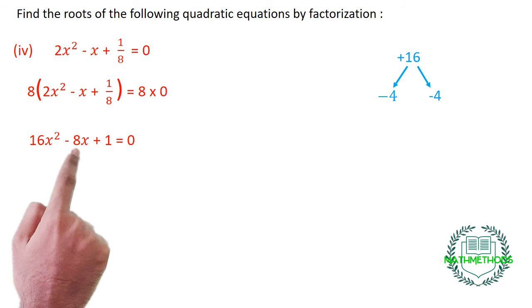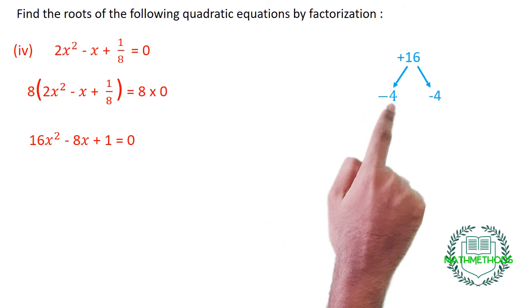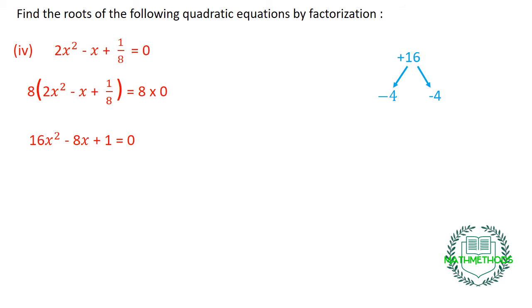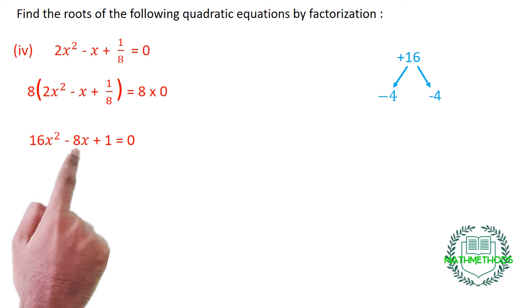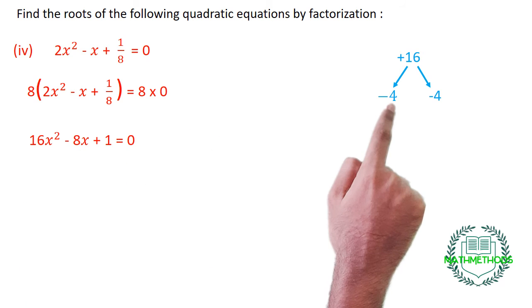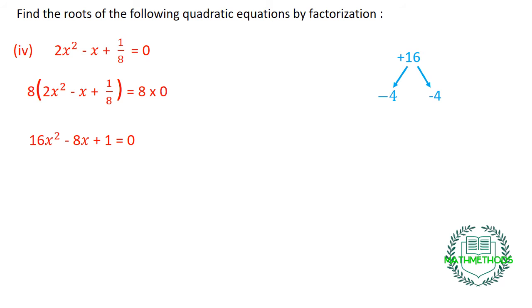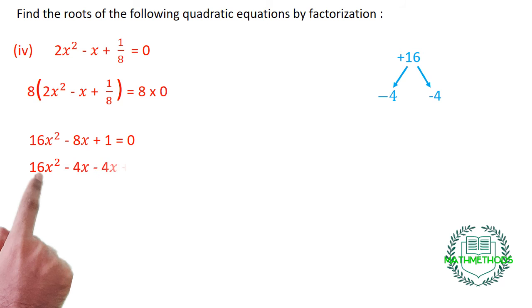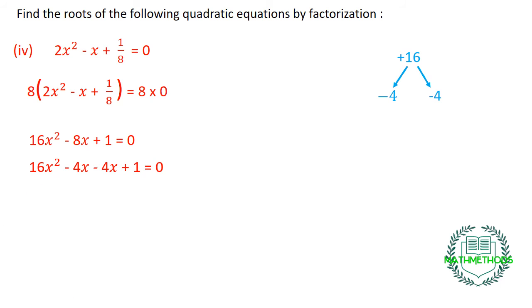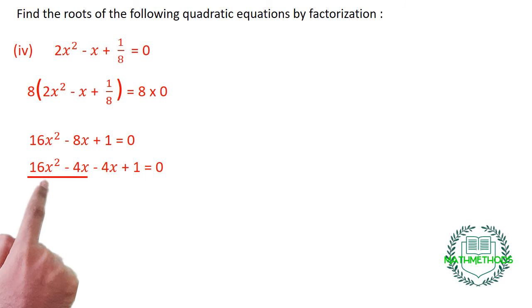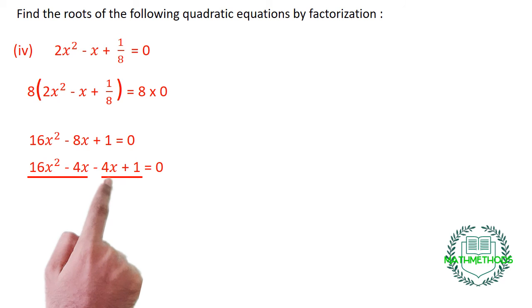Now rewrite the middle term as minus 4x minus 4x. In place of minus 8x here, write minus 4x minus 4x, and what we get is 16x squared minus 4x minus 4x plus 1 equals 0. In the left hand side we now have 4 terms. Group the first 2 terms together and the third and the fourth term together.